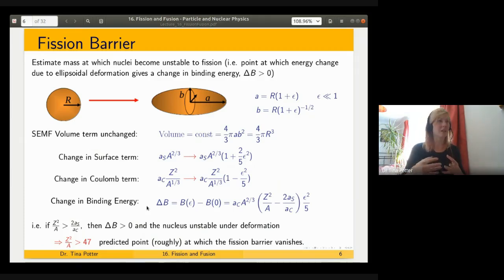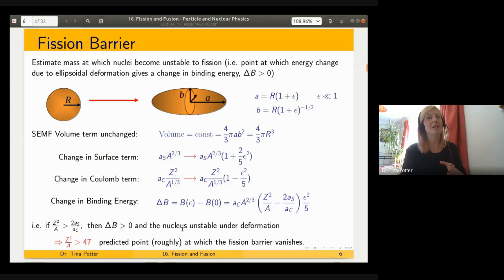This nucleus is basically going to become unstable because of that deformation, and it will undergo scission and split. When does this happen? If we have a look at the binding energy, this is going to happen when it is larger than zero, that is, when Z squared over A is bigger than this term here, the coefficient of the surface term over the coefficient of the Coulomb term, and double that. Because these are just constants, this happens when Z squared over A is larger than 47.